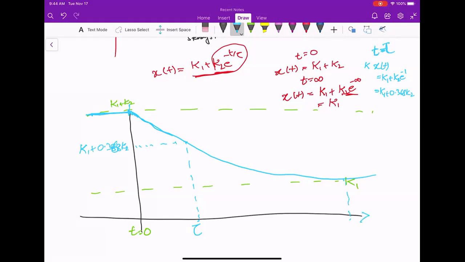Yeah. And t equals infinity, or after a long time, it reaches its value k1. So that's how we talk about how the exponential function will react in the transient state and in the steady state. Okay, now we will try to solve our problem with that.